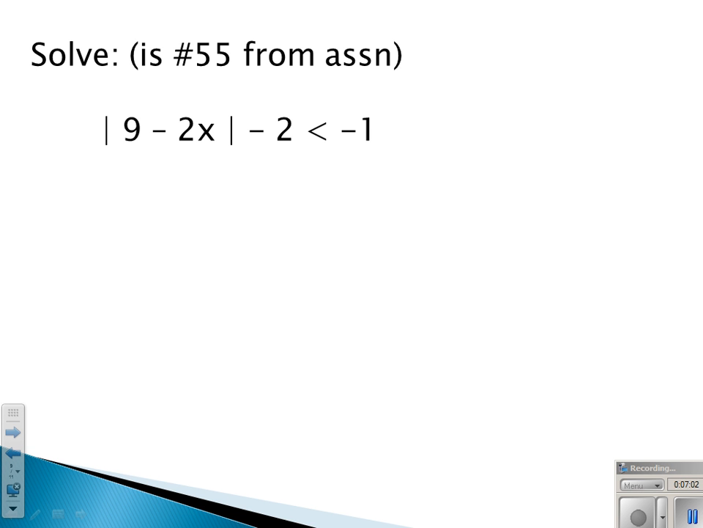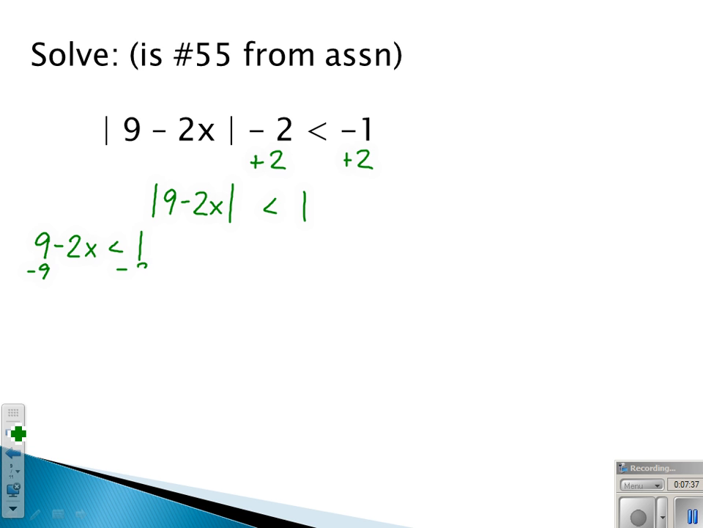Number 55: the absolute value of 9 minus 2x, subtract 2, is less than negative 1. Isolate your absolute value by adding 2 to both sides. Now we have the absolute value of 9 minus 2x is less than 1. Okay, so next thing, you have one situation in front of you because your absolute value is isolated. Take 9 minus 2x is less than 1, the exact thing that you saw, and solve.